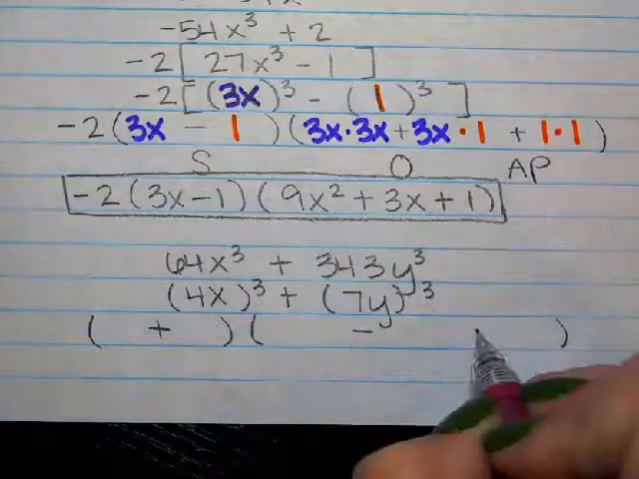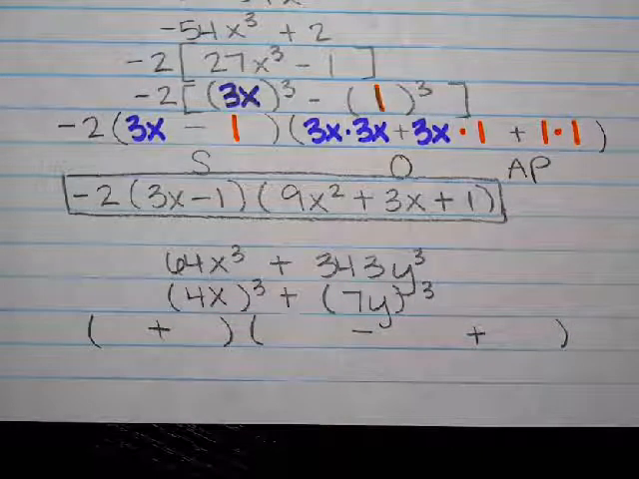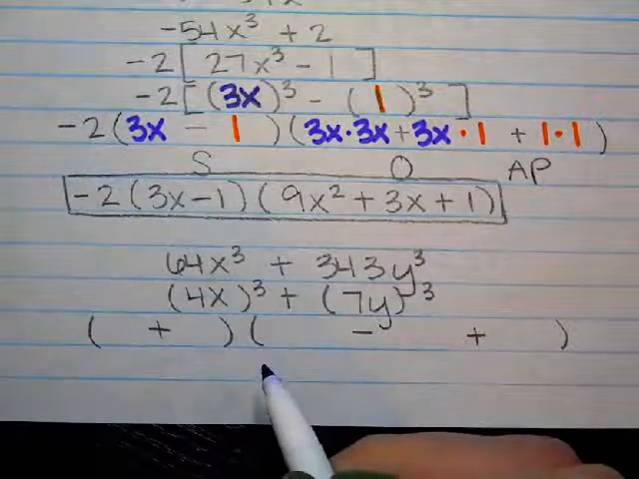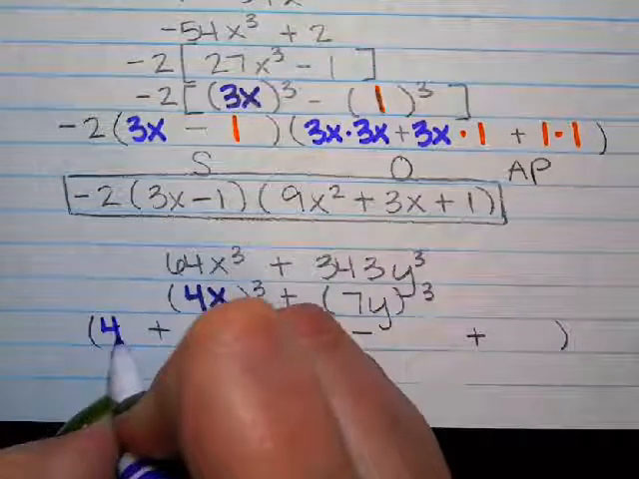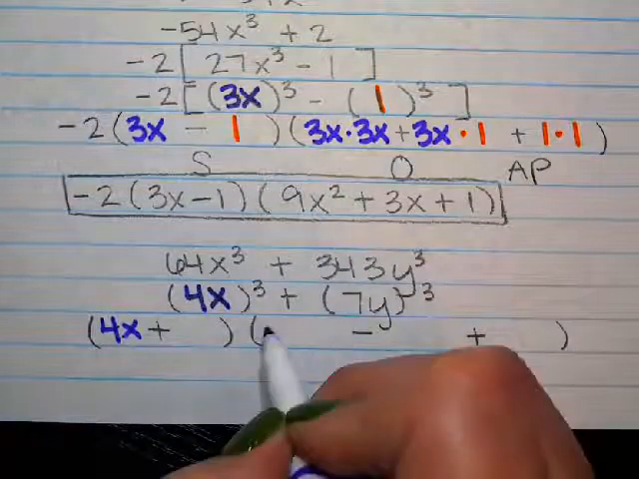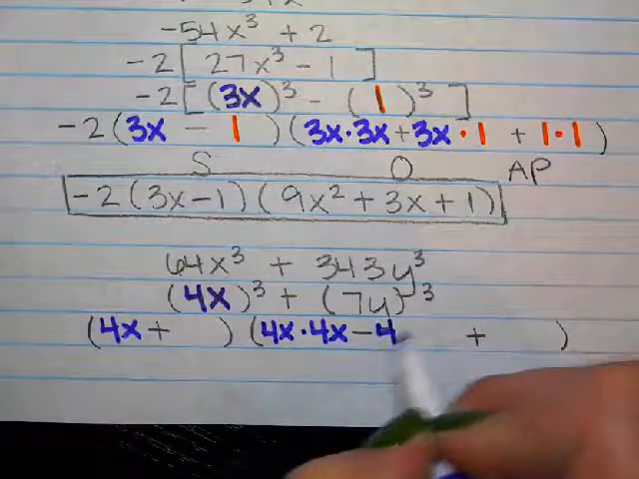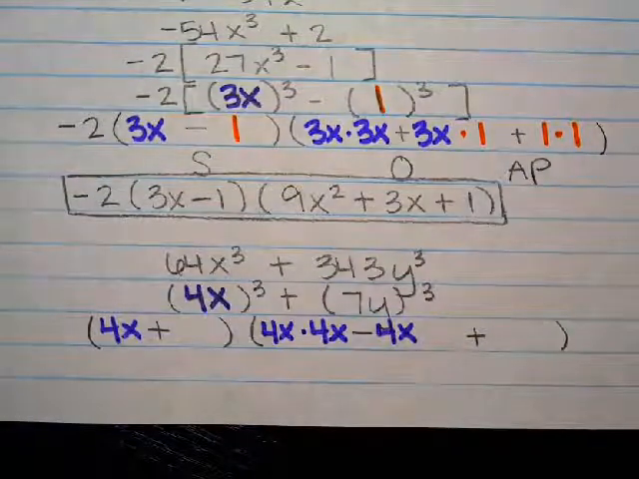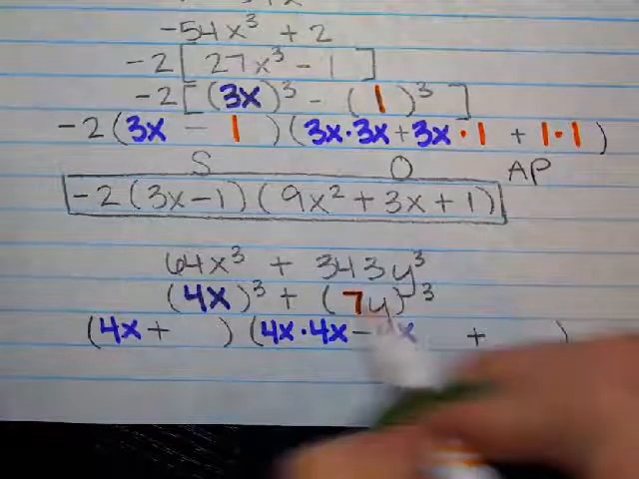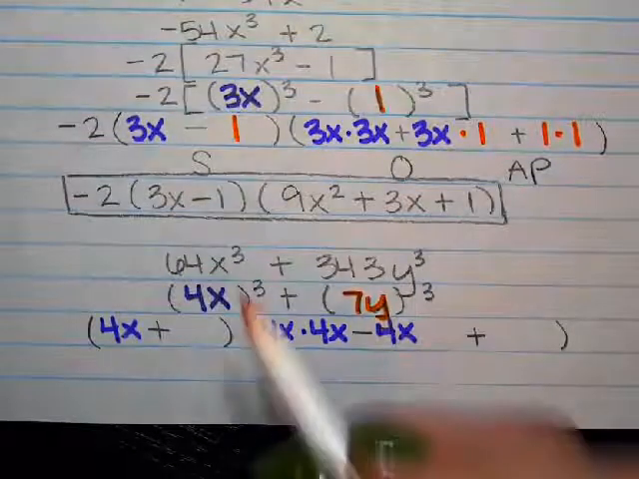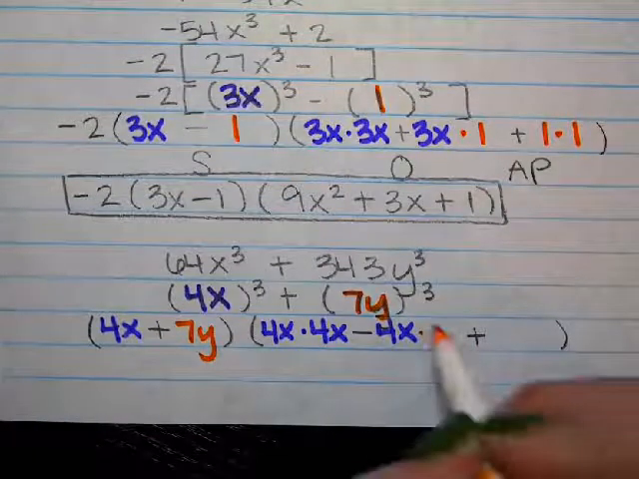Okay, so I'm going to grab my colors. I'm going to take my first color. My first color is 4x. So I've got 4x. And then for my first spot, this is going to be 4x times 4x. And then this is going to be 4x. Now I can switch to my other color. And this one is going to be 7y. So in my second spot, I'm going to have 7y. And this is going to be 7y, 7y, and then 7y.